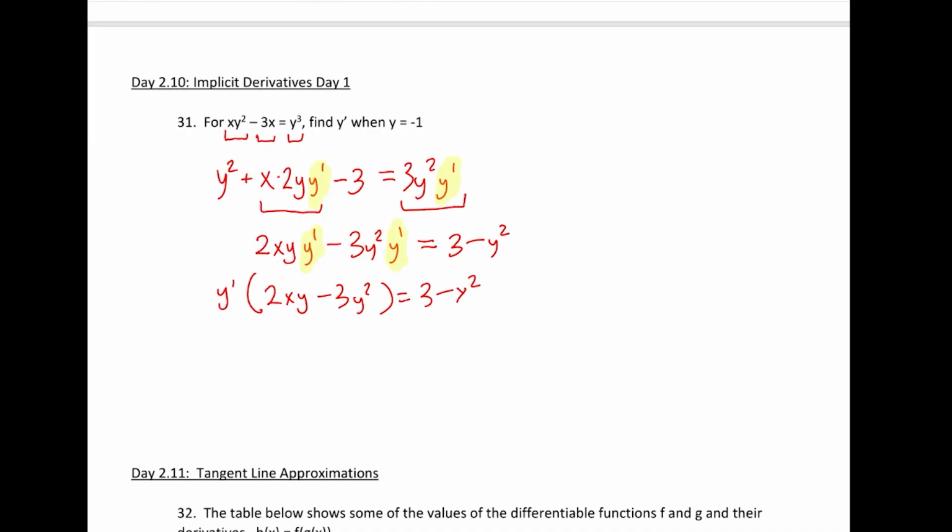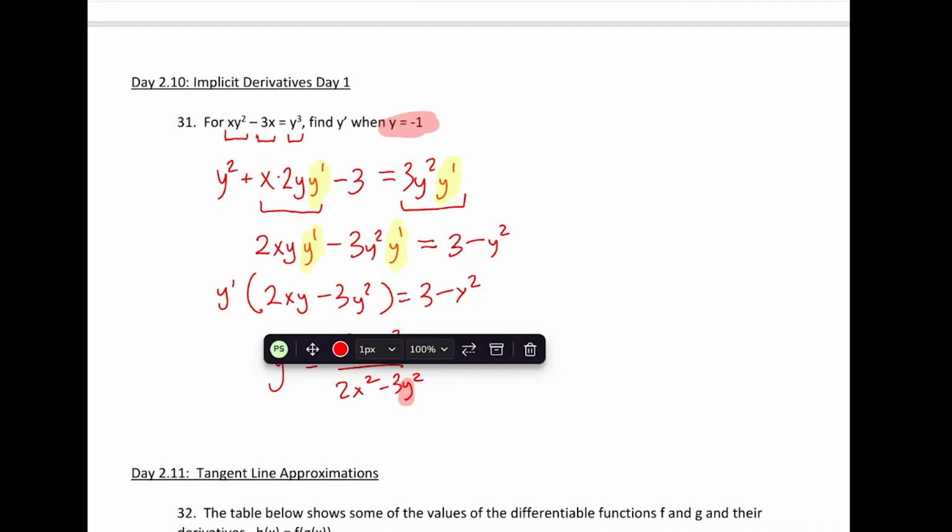Okay. Now the last step here is going to be to divide by everything that's in that parentheses. So we get y prime equals 3 minus y squared over 2xy minus 3y squared. And if we're trying to find the slope when y equals negative 1, we need to plug in negative 1 into our y prime. Now notice I've got y's here, but I also have an x in here.